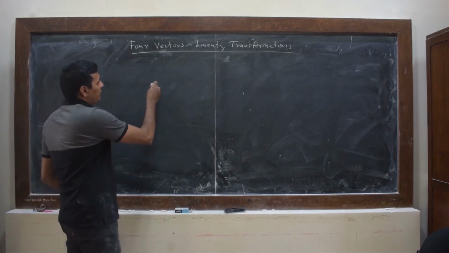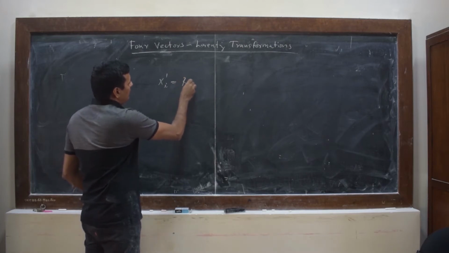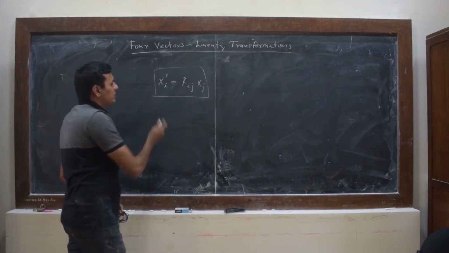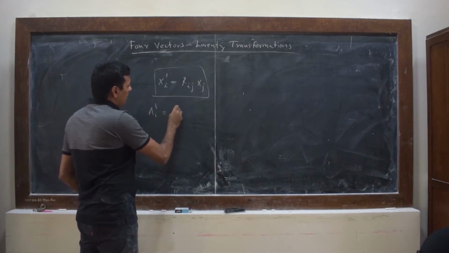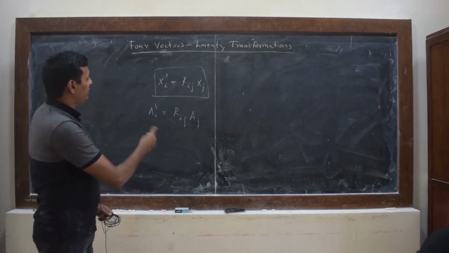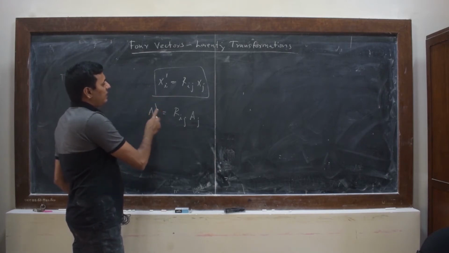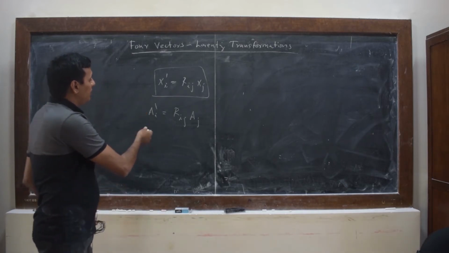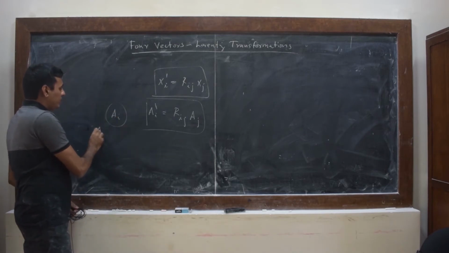That means, if you have a set of quantities x_i prime equal to R_ij x_j, this is the way the coordinates transform. A set of quantities called a_i prime equal to R_ij a_j, if the components of an object transform like this, the way the components of the coordinates transform, then you can say that these a_i are the components of a vector, or A is a vector.